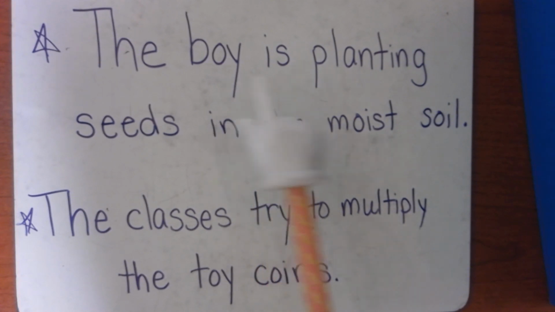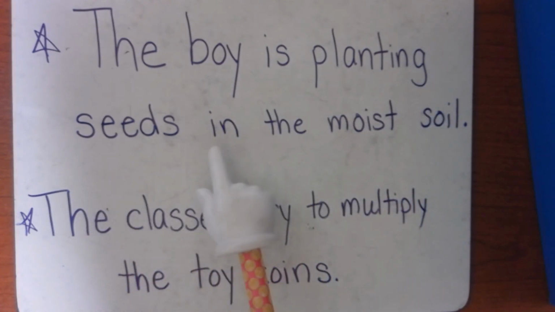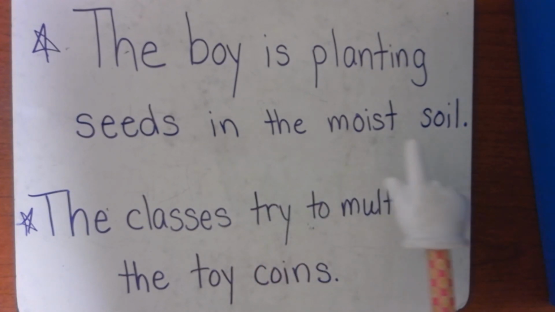The boy is planting seeds in the moist soil. Do you remember we talked about what moist means? Moist isn't really wet, it's just a little bit damp. What about the word planting? What did I add to the word? Can you see the word plant? I added the ing, planting. That means he's doing it right now. The boy is planting seeds in the moist soil.